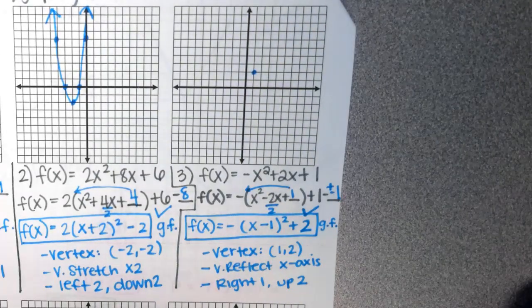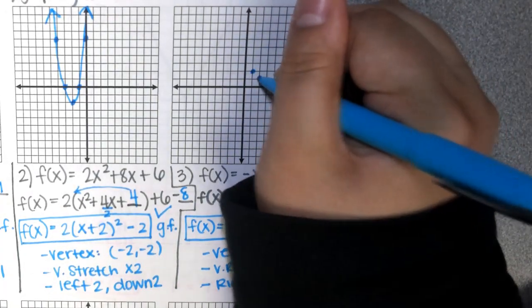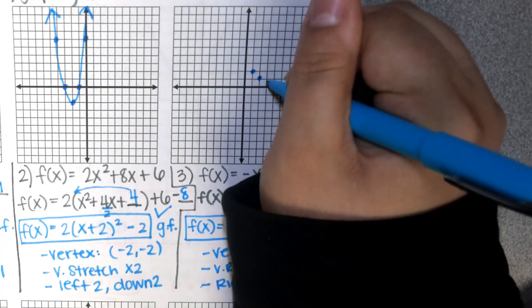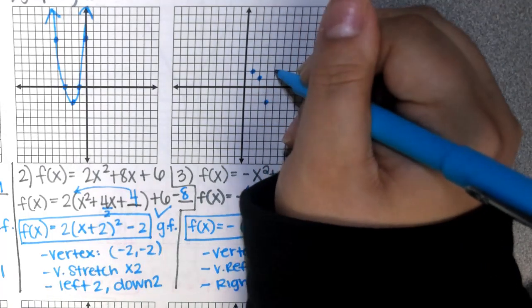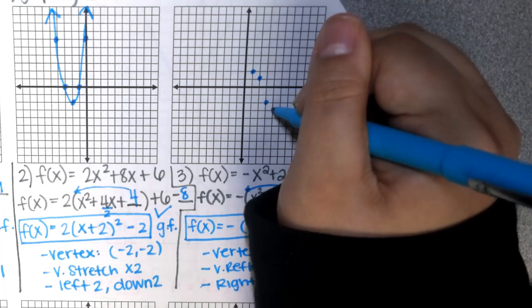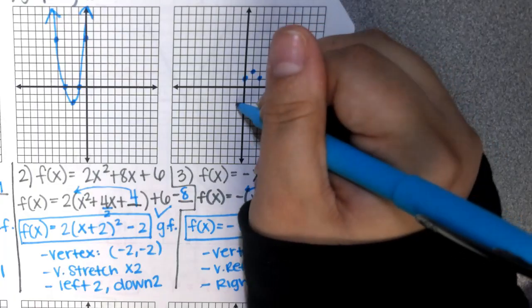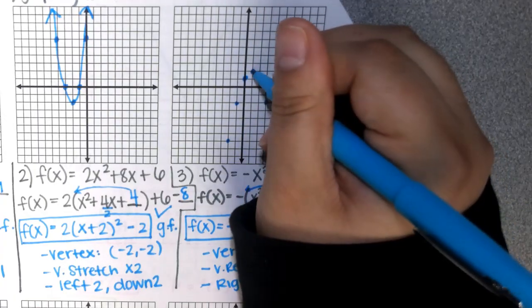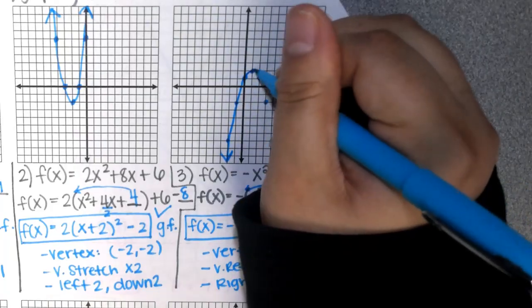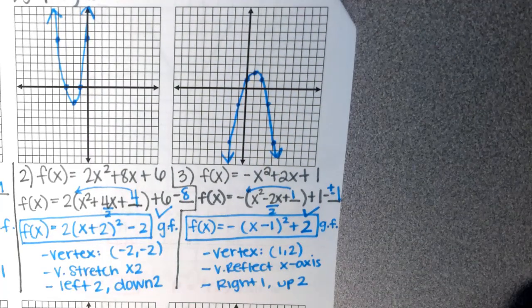So instead of going up, this parabola is going to go right 1, down 1. Right 2, down 1, 2, 3, 4. And right 3, down 1, 2, 3, 4, 5, 6, 7, 8, 9. Do I have any questions?